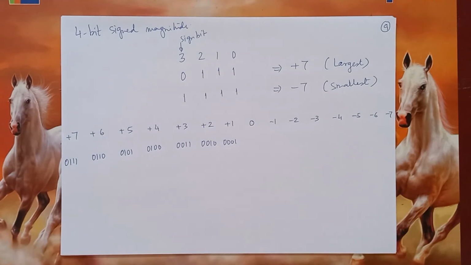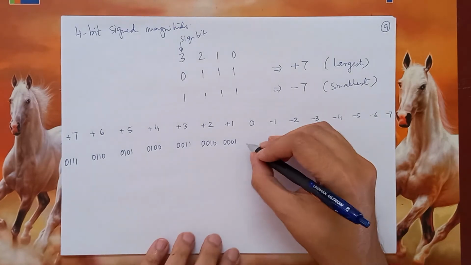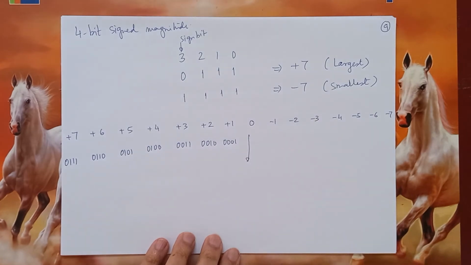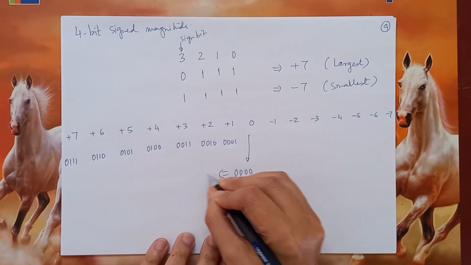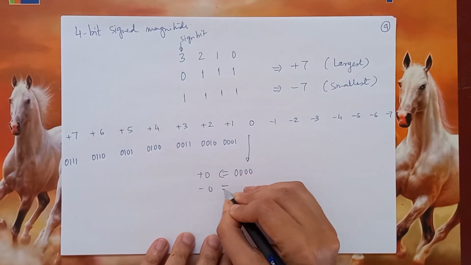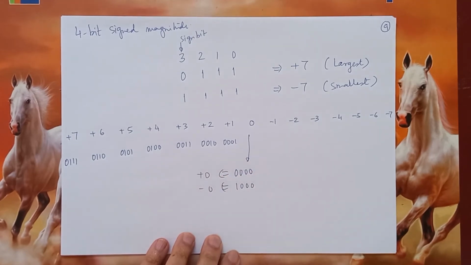Now comes the fun. What about 0? Is 0 a positive number or a negative number? In this case, 0 I can write as plus 0, 0000. Minus 0 I can write as 1000. So therefore, there is some ambiguity in the case of 0.